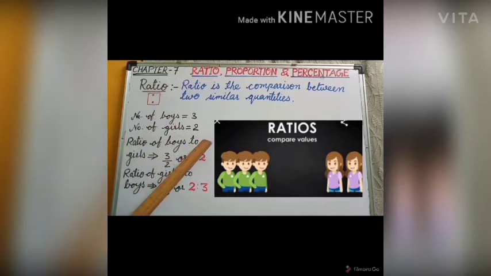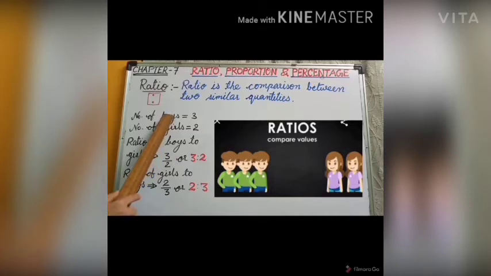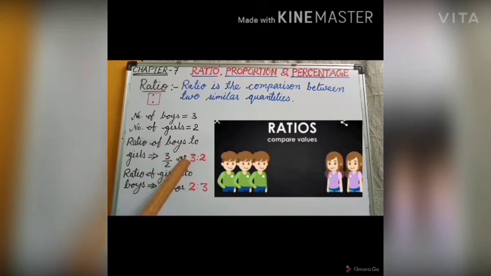So if we want to compare the number of boys with number of girls, we need to write ratio of boys to girls. It can be represented as fraction also. So here number of boys is 3, so we can write 3 in the numerator, and number of girls 2, we can write 2 in denominator. So this fraction can be written as ratio also. So 3 by 2 can be written as 3 ratio 2. It can be read as 3:2. Either we can say 3 ratio 2, or we can say 3:2.